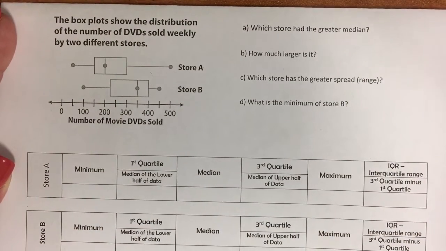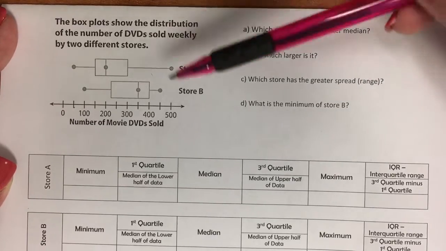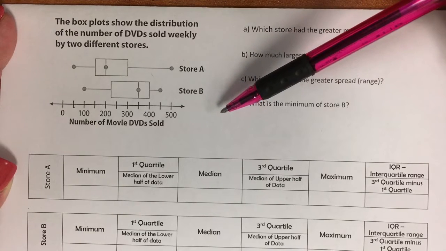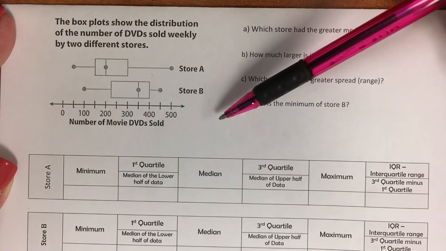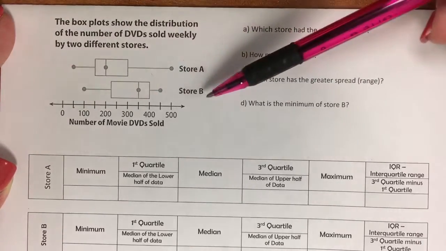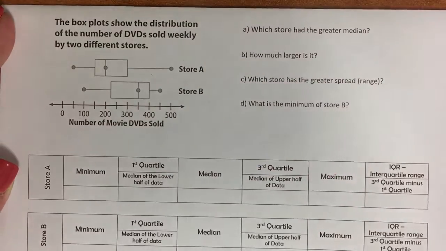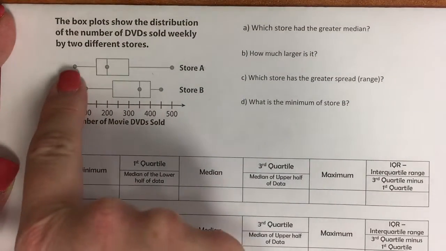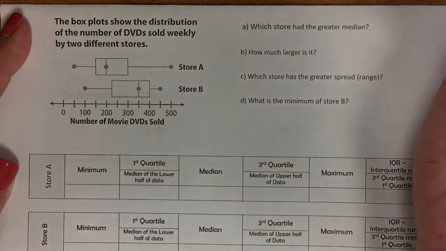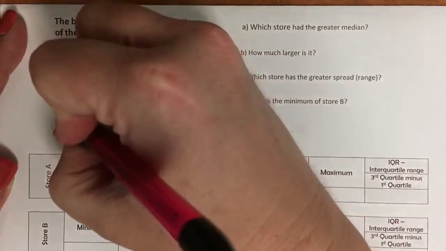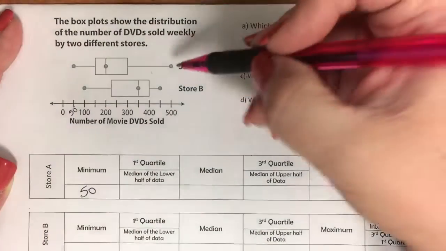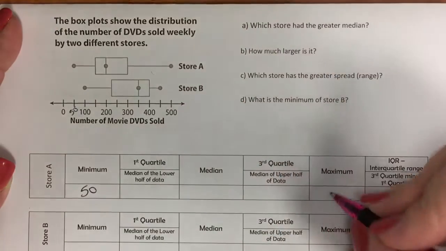All right, in 7th grade, what you need to do with the box plots is you need to compare two of them. Okay, so this example here, the box plots show the distribution of the number of DVDs sold weekly by two different stores. So we have store A and we have store B, and we're going to collect our data from the different stores. So store A is right here, about halfway between the 0 and the 100. So we are counting by 50s. So we have a minimum of 50 for store A and a maximum of 500.